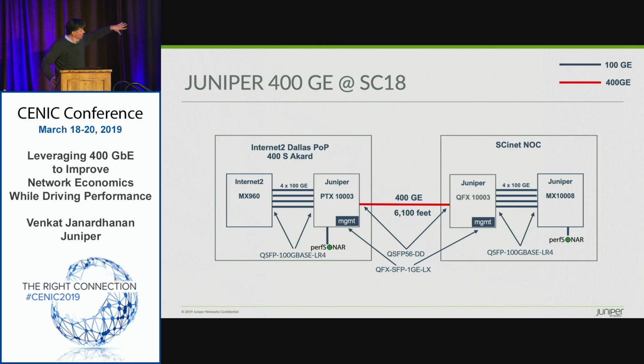We ran 4x100 out of there to a PTX10003 that had a 400 GbE interface in it using someone else's transceiver that we bought, over to a QFX10003 that also had a 400 gig interface in it. And then we striped out to the MX10008 that was one of the core routers in CENIC. And this worked. And it was really exciting to see it.